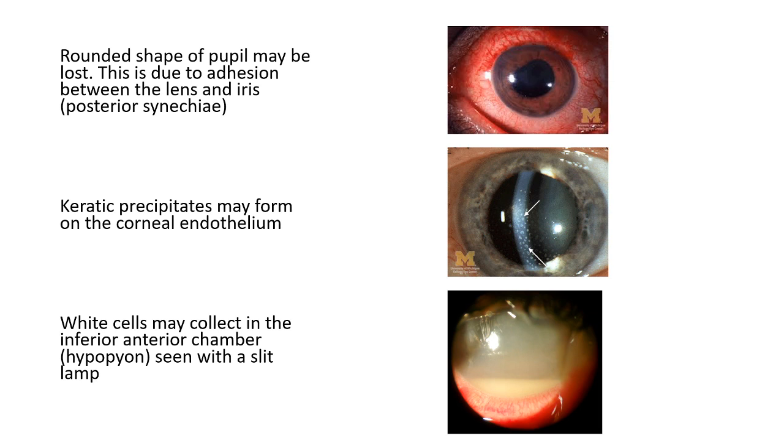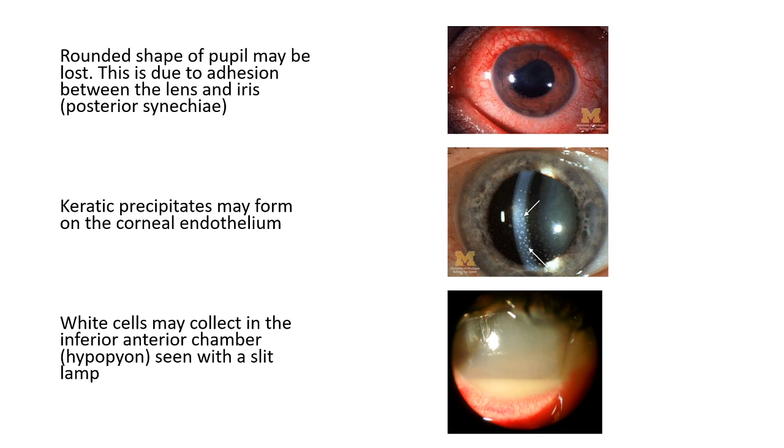This is adhesion between the lens and iris. The rounded shape of the pupil is lost, and cyclopentolate drops can prevent this from happening. Keratic precipitates may form on the corneal endothelium, and white cells may collect in the inferior anterior chamber. And this is also called hypopyon.